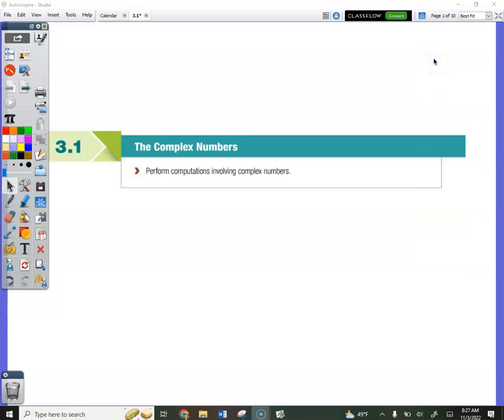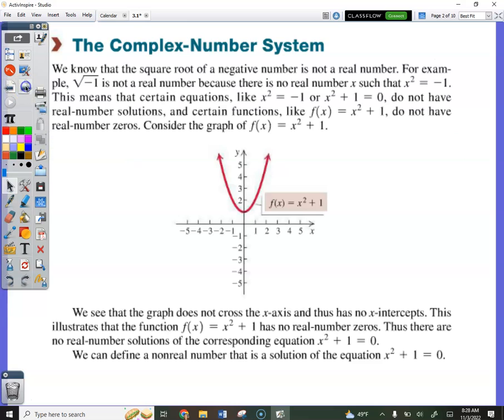Okay, we're looking at 3.1. You can see the only topic here that we have to learn is how to perform operations with complex numbers. Let's refresh your memory real quick on what a complex number is.